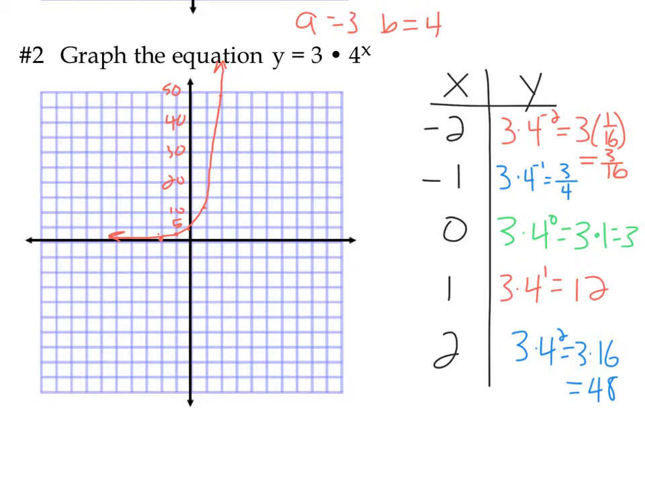We can see as we start putting in higher x values, that graph just takes off, the y values increasing rapidly. As you take 4 times itself multiple times, you're going to keep getting higher and higher y values. Okay, so you can see, again, the exponential graph looks very similar to the one we just did.